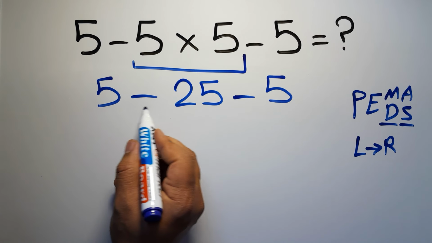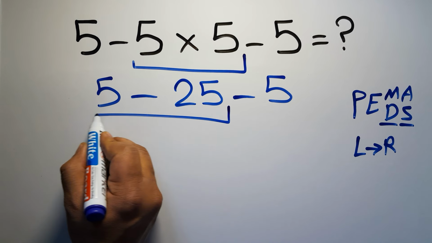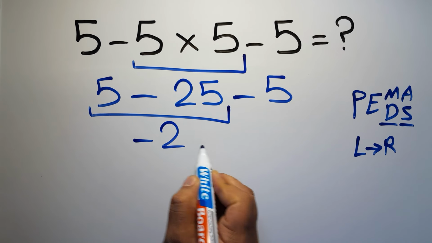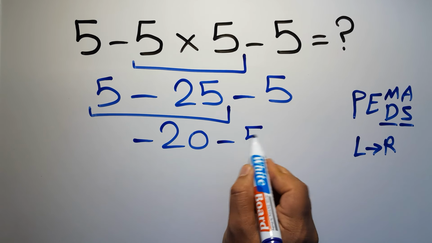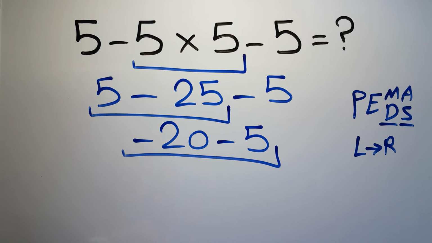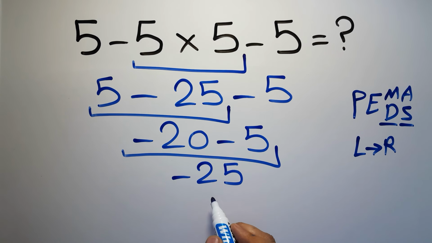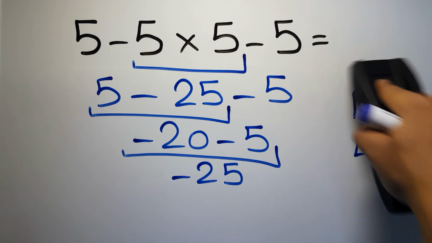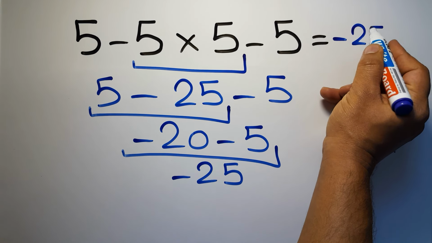So here first we have to do this subtraction. 5 minus 25, which equals negative 20. So negative 20 minus 5, which equals negative 25. And this is our final answer to this problem. The correct answer is negative 25.